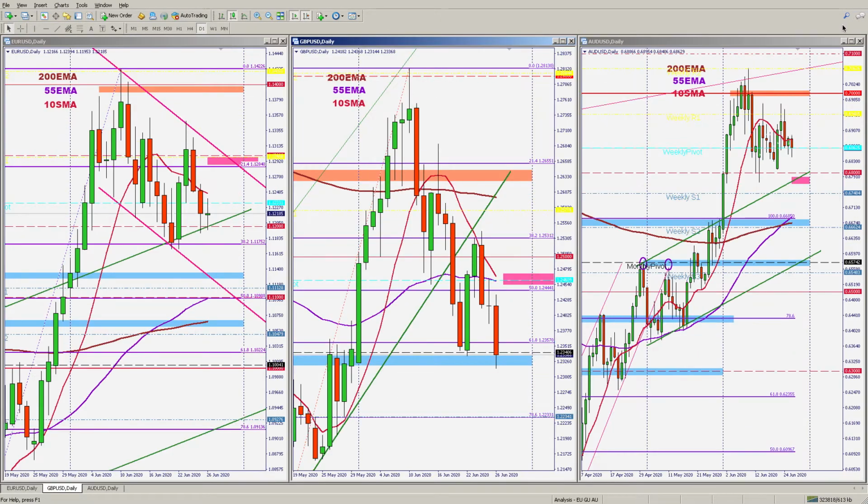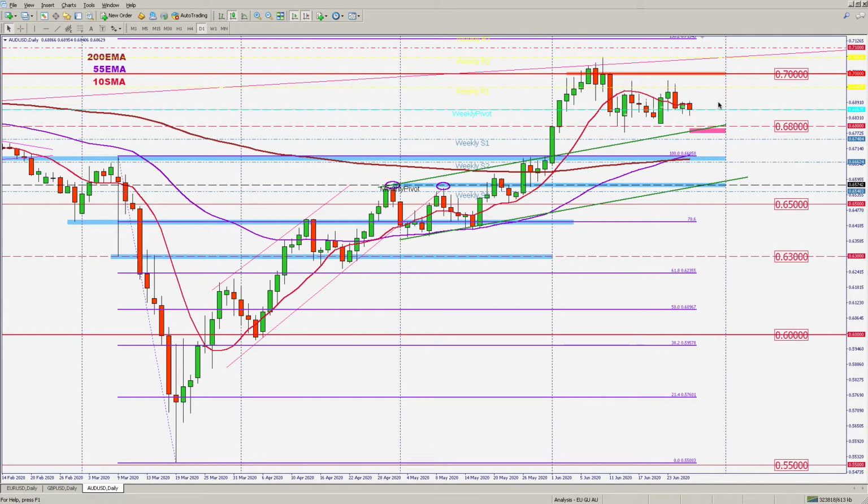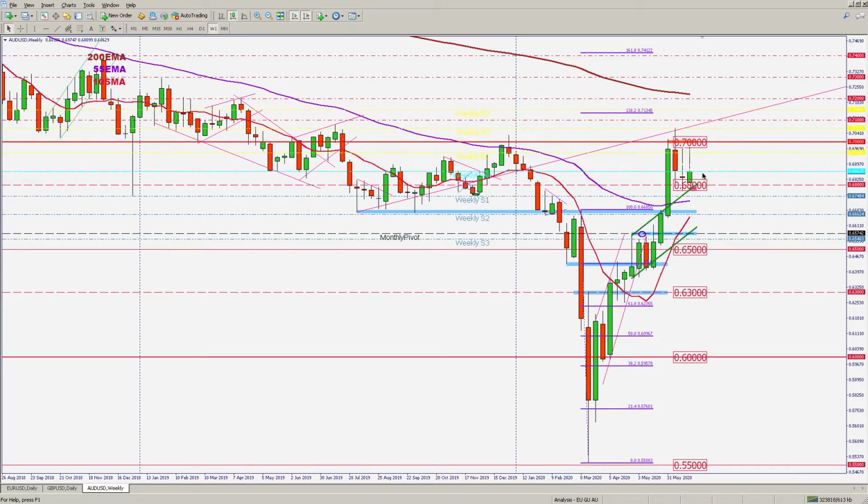Alright, let's move on to the Australian dollar. Although it attempted to recover, it did not retrace all the way back up to the start of the week, but at least half of the week. On the weekly time frame, there's still strong resistance up at the 0.70 area, and it closed back down right at the weekly pivot.